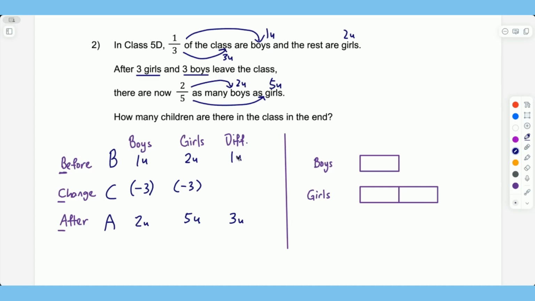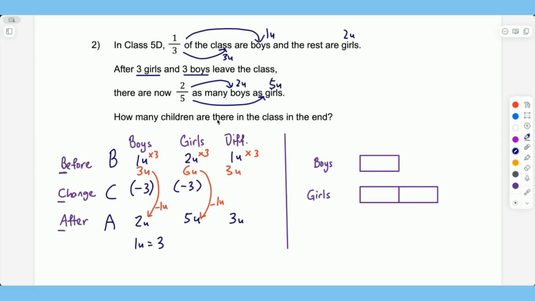We have to make this 1 unit and 3 units to be the same. So for this first row here, I will multiply by 3. I will get 3 units, 6 units, and 3 units. From here, we can see that the boys initially was 3 units and it became 2 units. That means the boys minus 1 unit. For the girls, initially it was 6 units and it became 5 units. So the girls minus 1 unit. That means that 1 unit is equal to 3 girls or 3 boys.